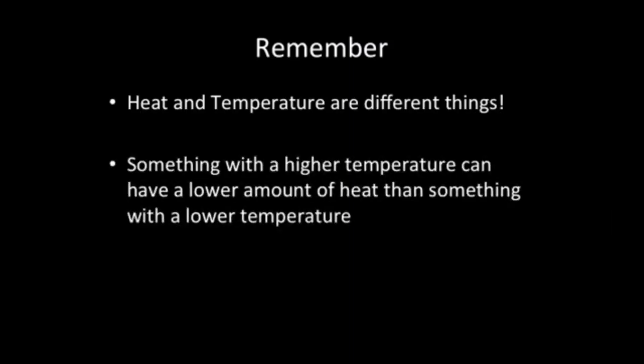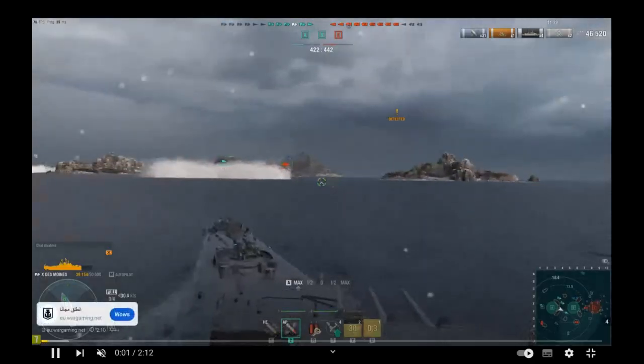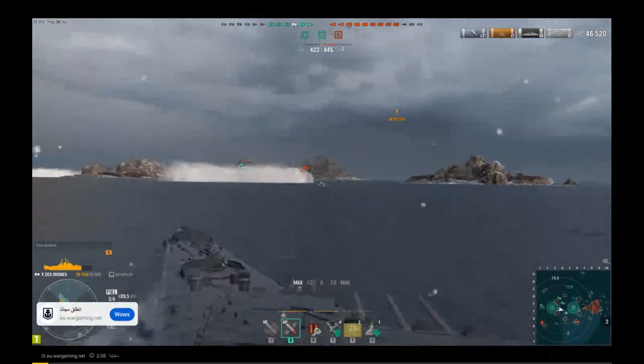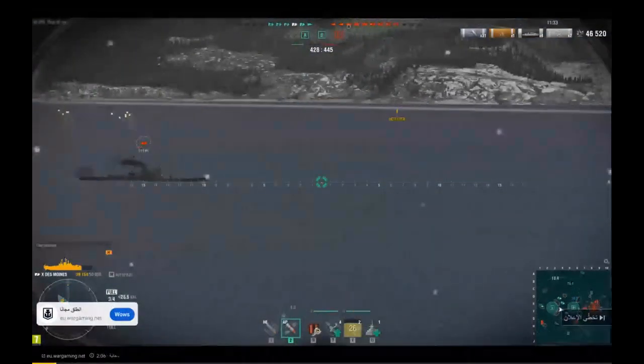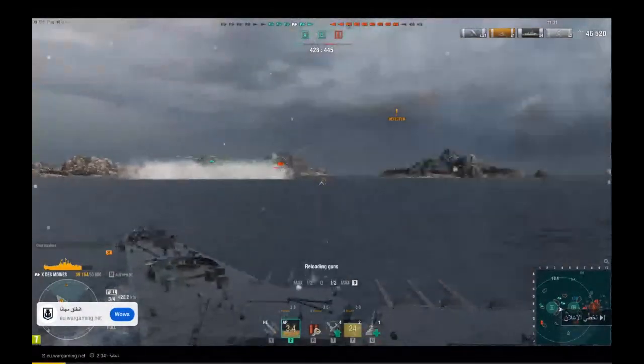So as a summary, we can say that heat and temperature are different things. Something with higher temperature can have a lower amount of heat than something with a lower temperature. So heat, by definition, is the amount of energy that is transferred between two objects.